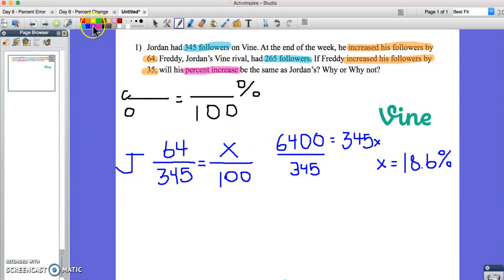When I go to set up for Freddie, Jordan's Vine rival, set up another proportion, and I'm looking for the change and the original. Freddie, Jordan's Vine rival, had 265 followers. 265 is my original amount, so it goes in the denominator. And then he increased his followers by 35. Same deal on the other side, x over 100.